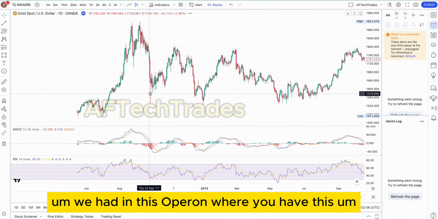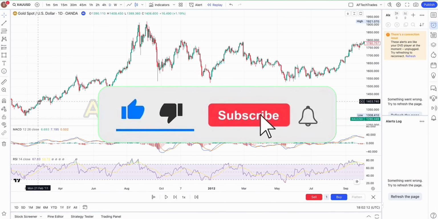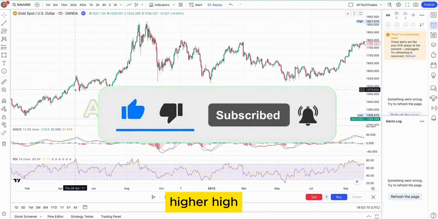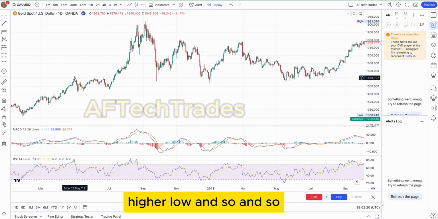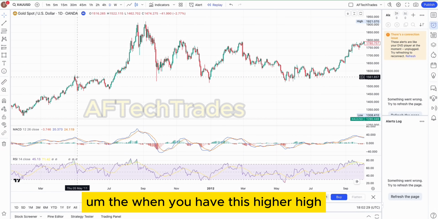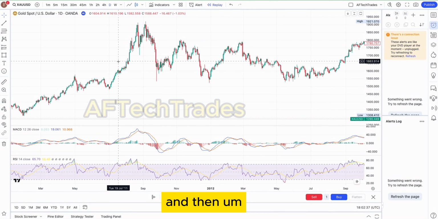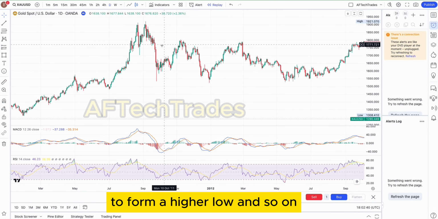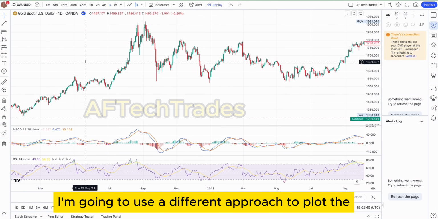We had in this up run where you have this higher high, higher low, higher high, higher low, still within the same region. You have higher high again, higher low, and so on. So for us to put the structure, this is how you mark it. Watch. When you have this higher high, it became the highest structure here. Then it goes down again, and then to form a higher low, and so on.